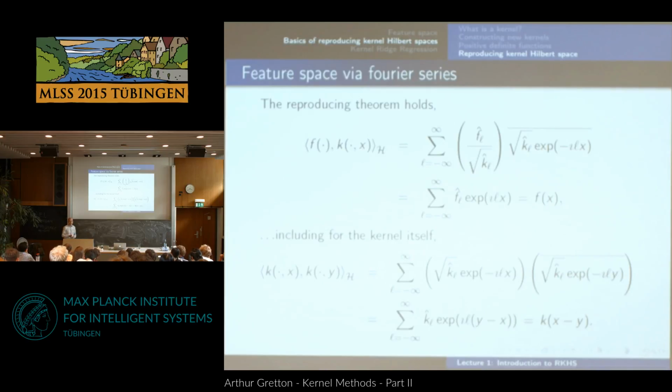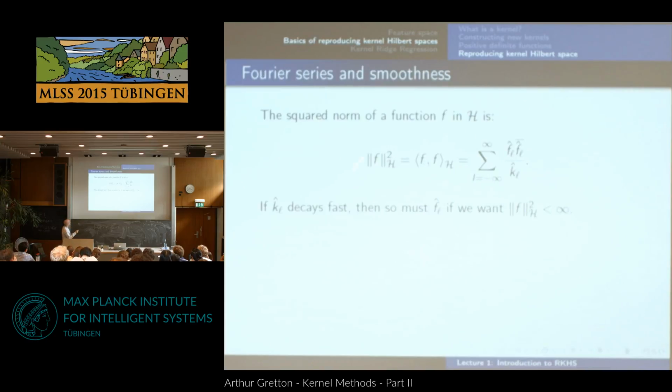Okay, so this is a construction and it works mathematically, but in a sense, what's the point? Why did I do that? Remember that one of the properties of the norm of a function in the RKHS is that it controls smoothness. This is the important point, and this is what I get from this representation. Okay, so here is the norm.